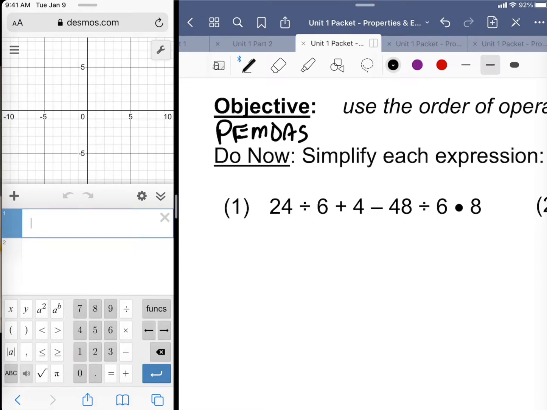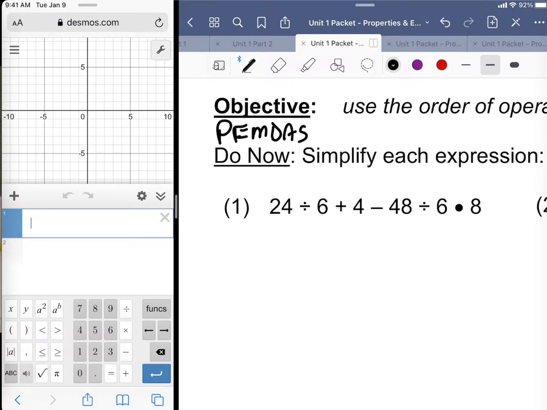PEMDAS: parentheses, exponents, multiplication, division, addition, subtraction. In number one, I don't see any parentheses or exponents, but I do see multiplication. I also see division, I also see addition, and I also see subtraction.